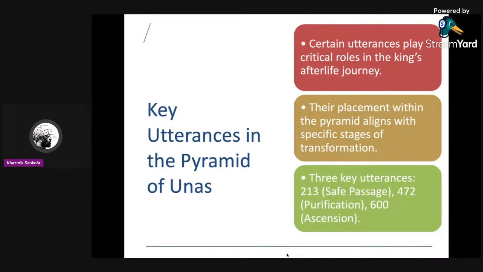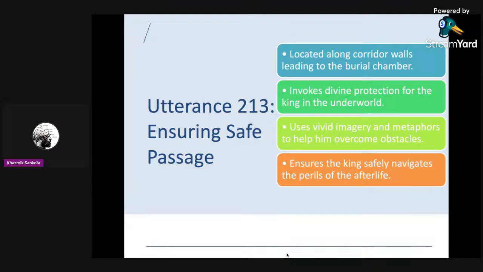Now, also, these designations, pyramid utterance 213, utterance 472, that's a Western conception. It was read as a whole back then. This is just how the West divided it up when they started studying it.